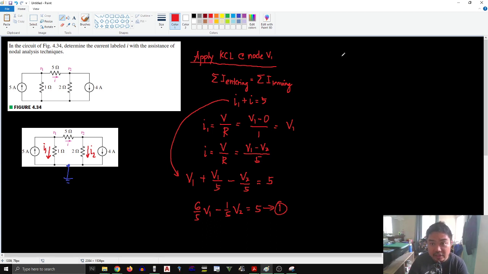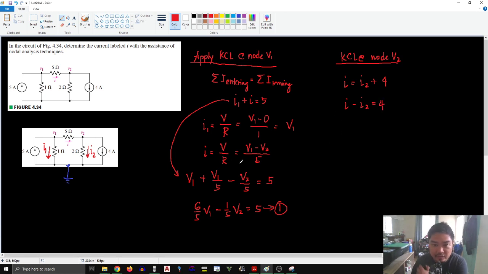Now, KCL at node V2. If we apply KCL again, current entering a node must be equal to the current leaving. So current I is entering and both of these two currents are leaving, equal to I2 plus 4 amperes. So we transpose: I minus I2 is equal to 4.